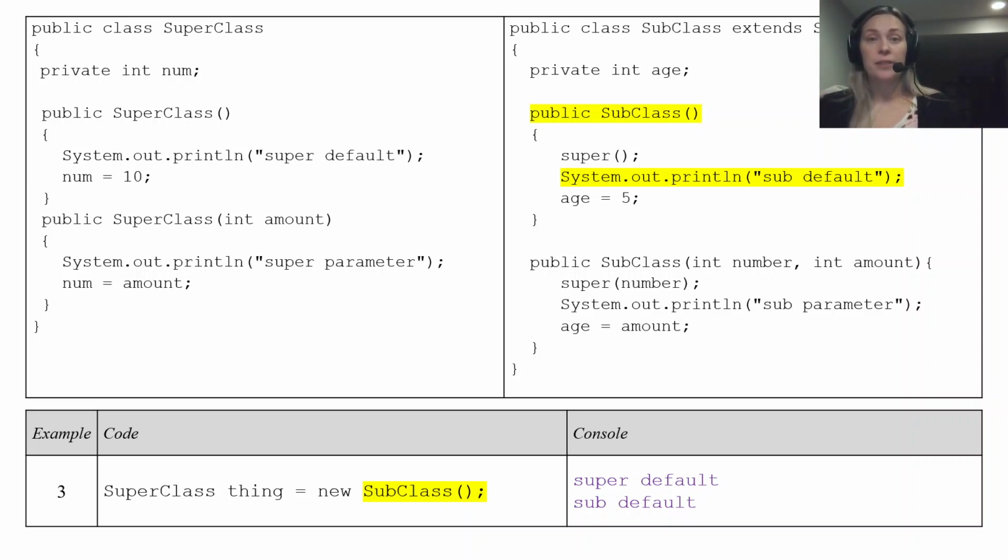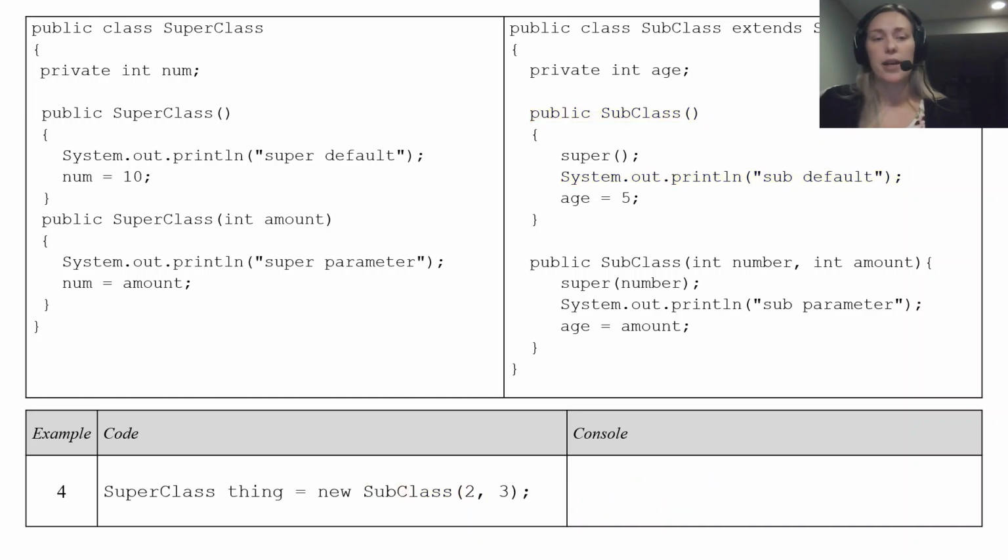So that's what I want you to take away from this piece here and the next couple of examples: upcasting with constructors doesn't really do much. Upcasting really just affects methods and polymorphism with methods. Okay. So here's another example.